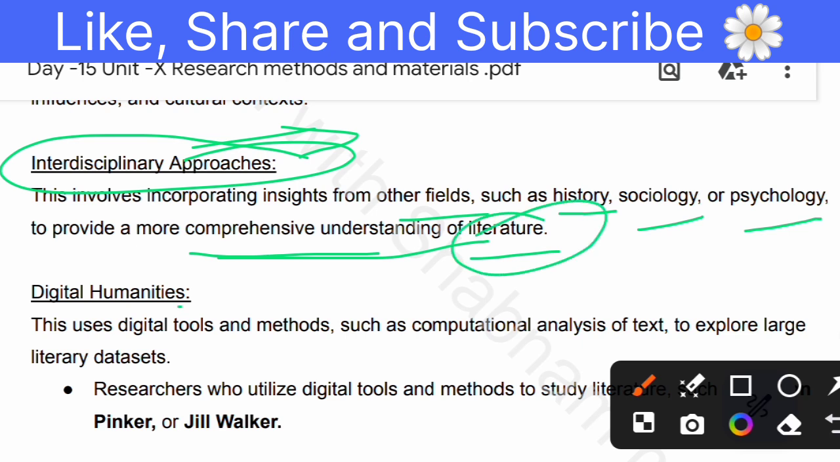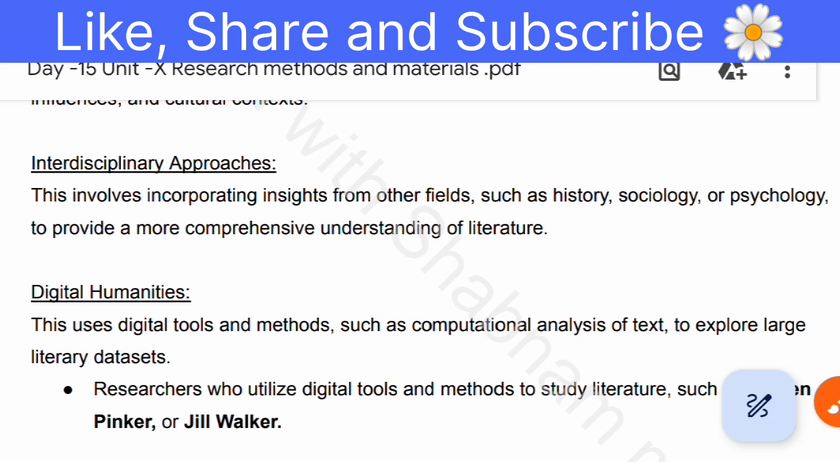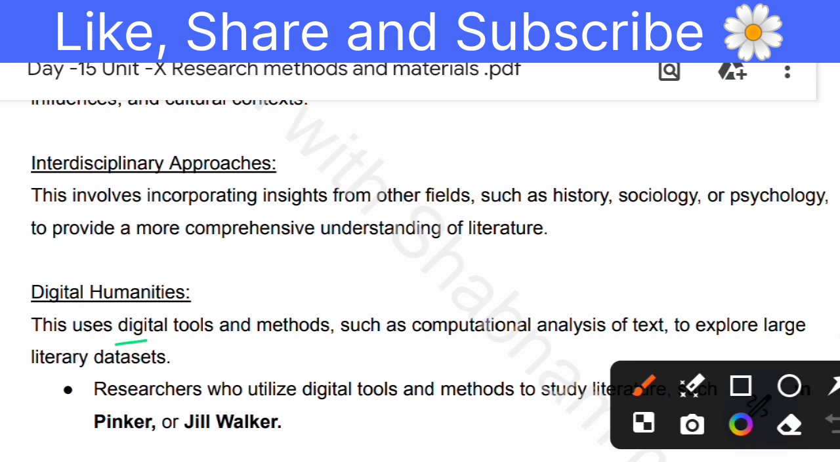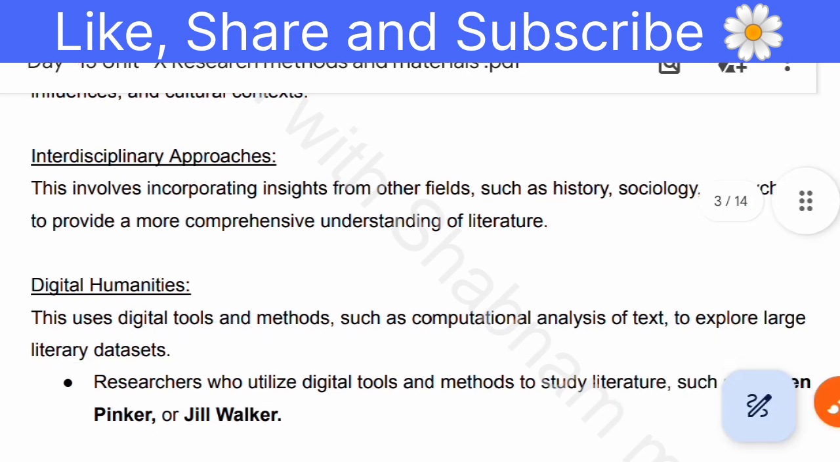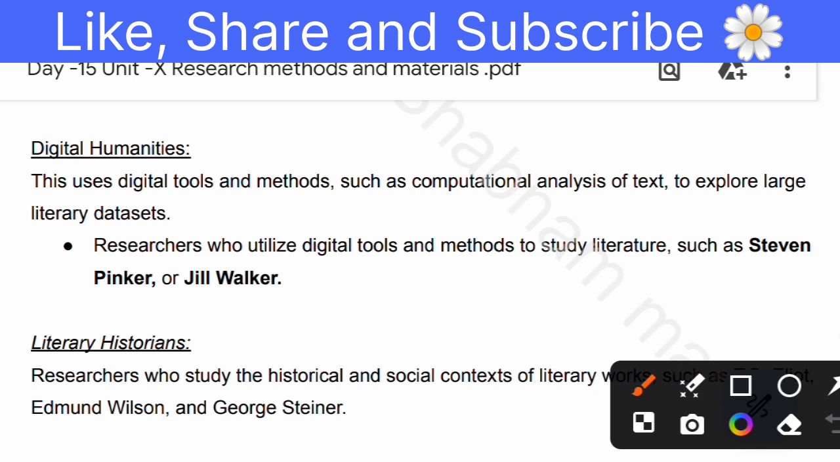Next we have digital humanities. Now these days digital humanities is very popular because we are living in a digital era, the era of AI, right? This uses digital tools and methods such as computational analysis of text to explore large literary data sets. And the researchers who utilize digital tools and methods to study literature are such as Steven Pinker and Jill Walker.